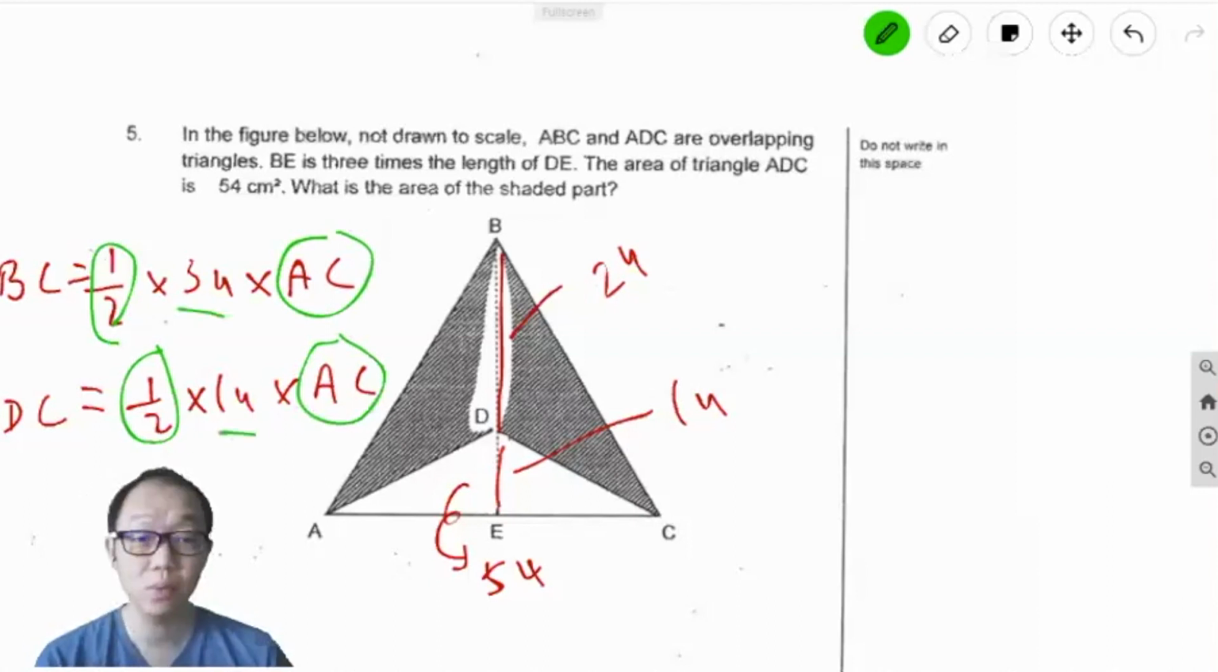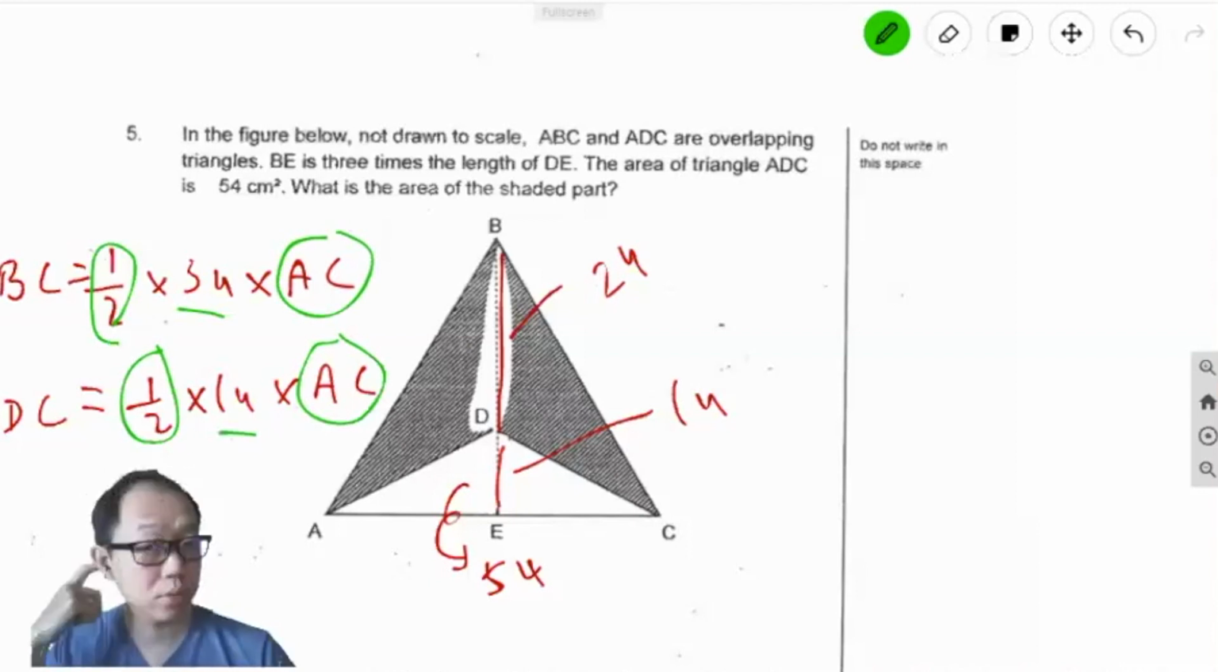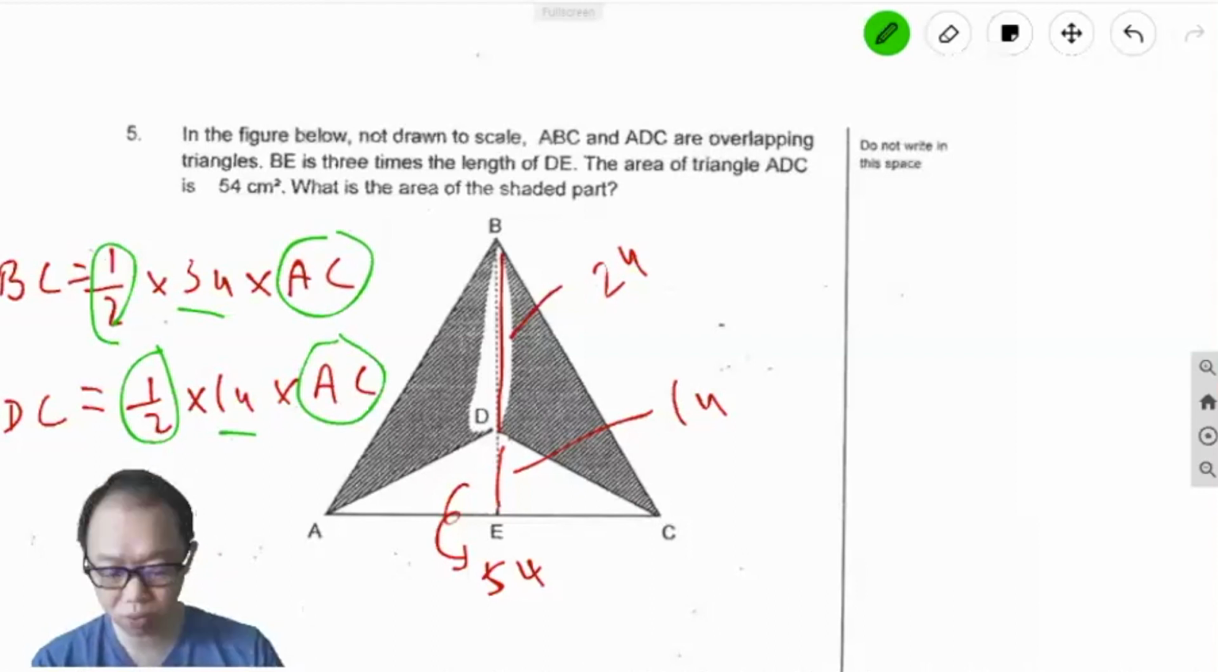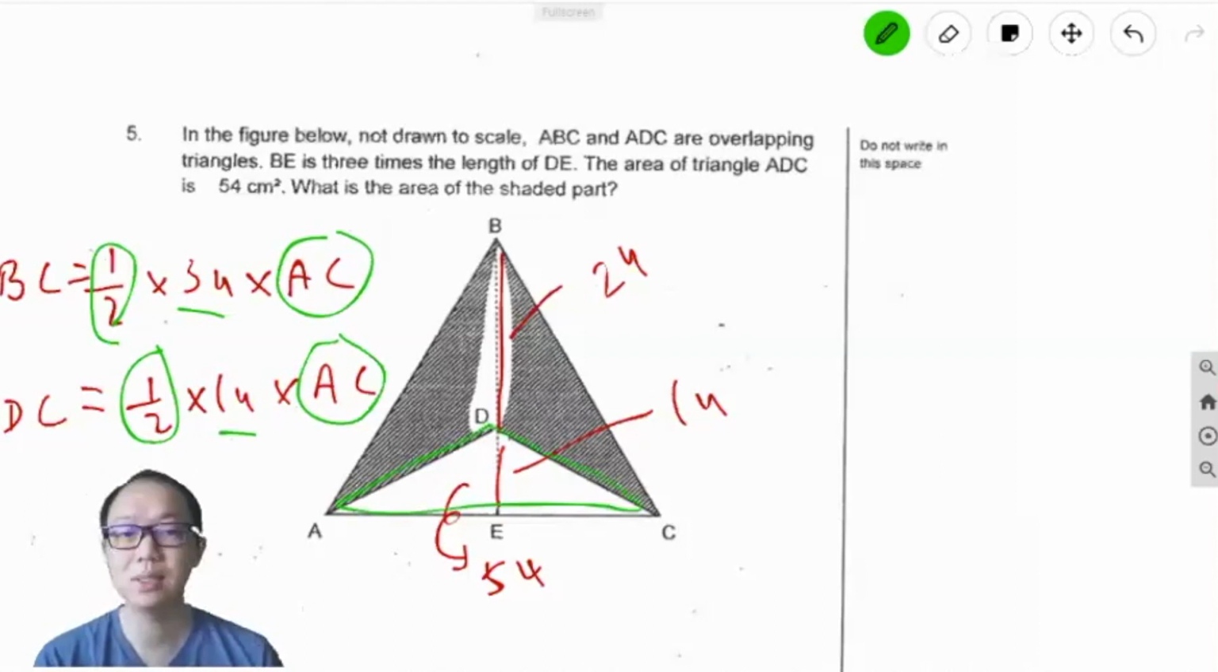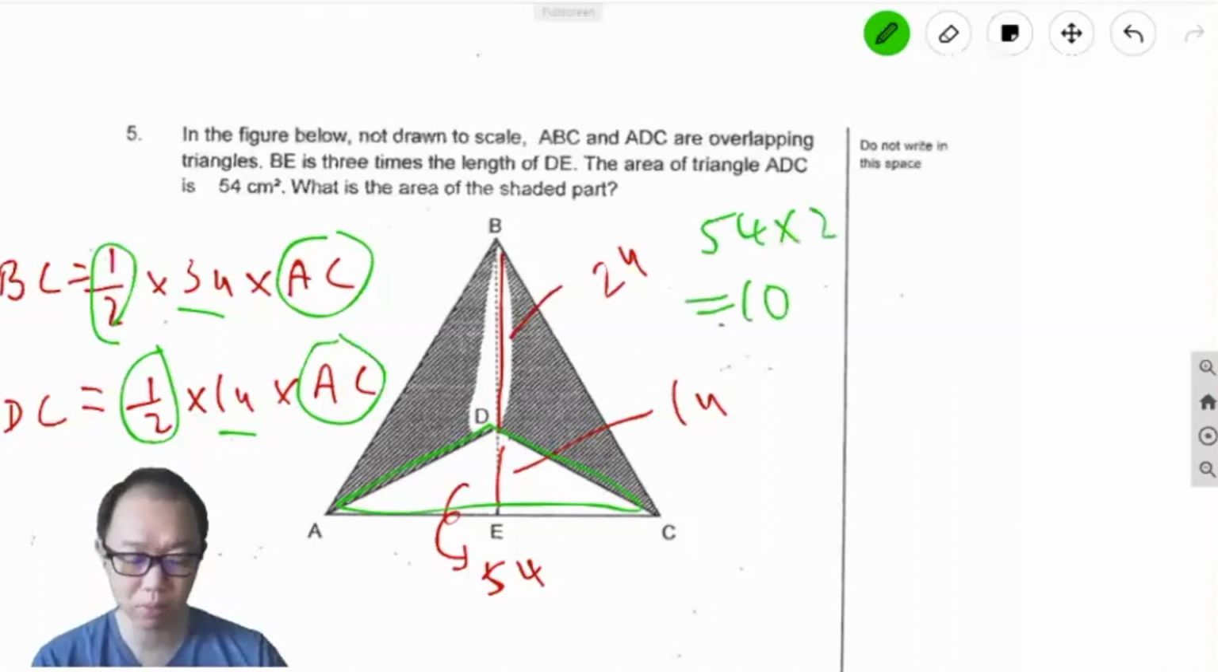Which means that the shaded part is just 2 units. So to find it, the shaded bar is 2 units. That means it's twice of this. It's double of 54, which means it's just 54 times 2. So I get 108 centimeter squared. And that would be the answer.